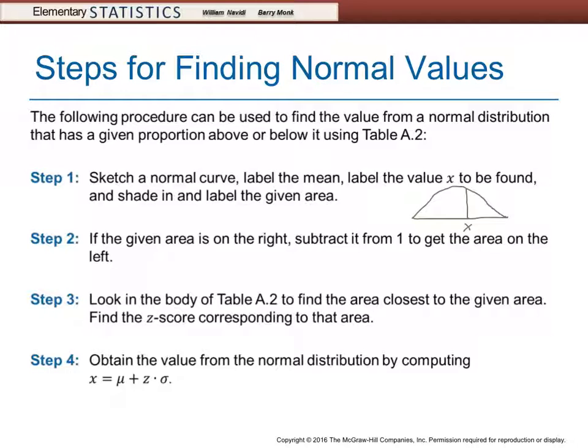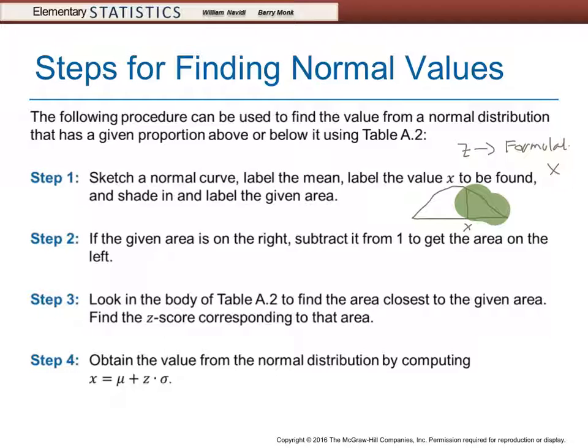And for a particular z value, there is a corresponding x value. So I find the z value, and then I put it into our formula to find x. And then we can find where the area is in relationship to x. If x is on the right-hand side, we are going to subtract 1 from the area that we get on the left to find the area on the right.